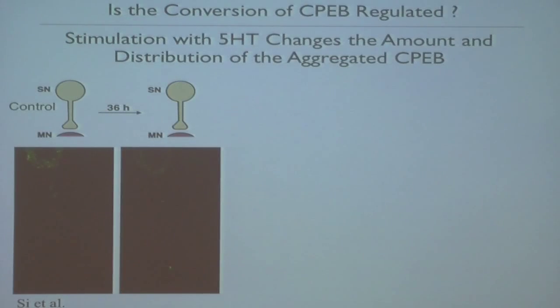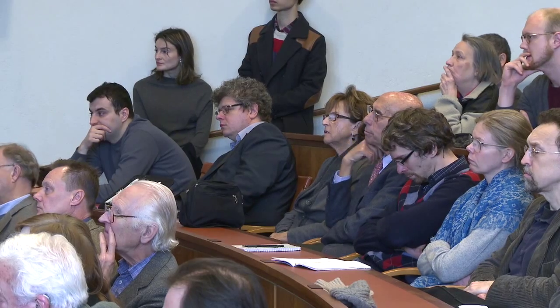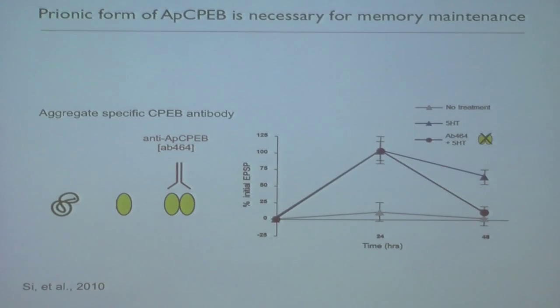Number two, he wondered, is it regulated by serotonin, which is what increases the level of the protein? He looked at this, having expressed CPEB in Aplysia, fused to GFP, and after giving serotonin, you see a very nice increase in the level of the protein. And then he generated an antibody that was specific only to the aggregated form, did not recognize the soluble form. And he saw that indeed he was able to block long-term facilitation with an antibody that is specific to the aggregated form.